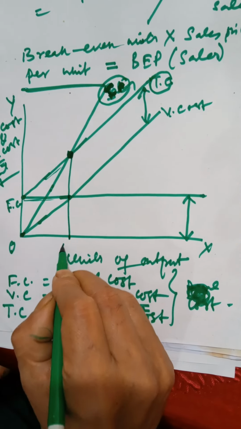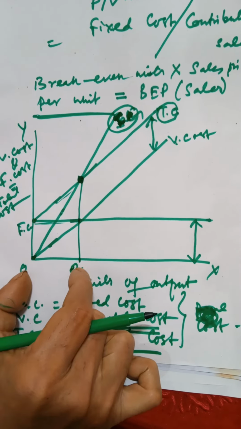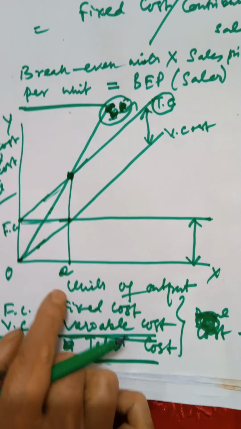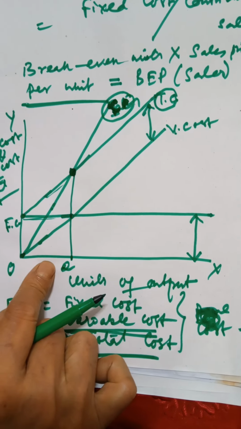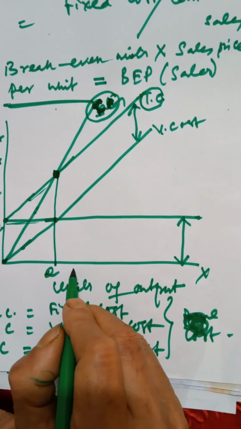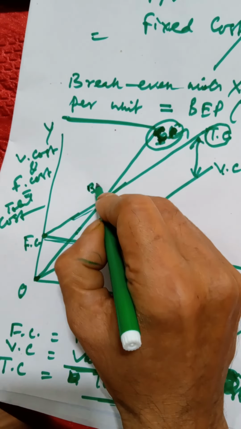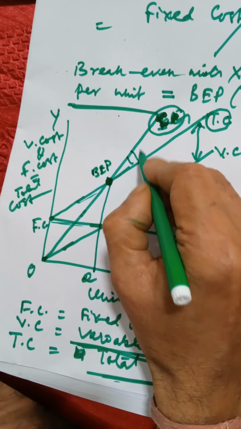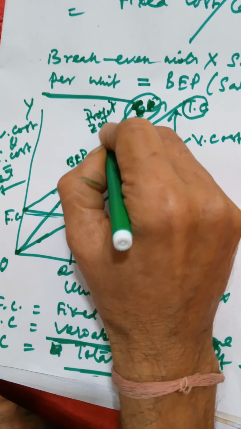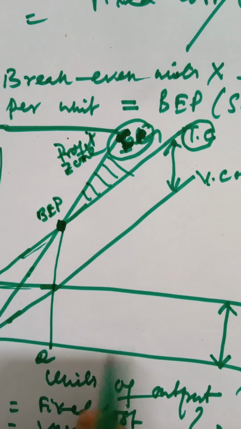Say this is Q. That means the producer has to sell OQ units to break even, to reach the break-even point. If he sells anything less than OQ units, he will incur loss. If he wants to earn profit, he has to sell more of the quantity. Okay, so this right side of this break-even point is called profit zone. More the producer sells, more is the amount of profit.